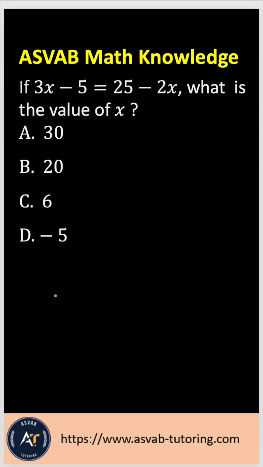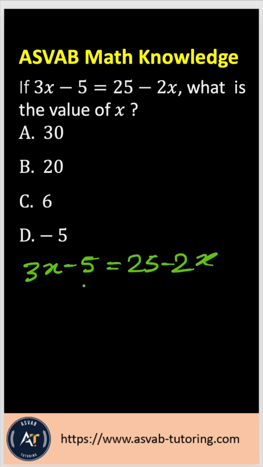The question says, if 3x minus 5 equals 25 minus 2x, what is the value of x? So if you want to solve any kind of algebraic equation, what you have to do is bring the variable to one side and the constants to the other side. So let me write the problem down. That gives you 3x minus 5 equals 25 minus 2x. So my goal is to bring the variable to one side and the constant to the other side.